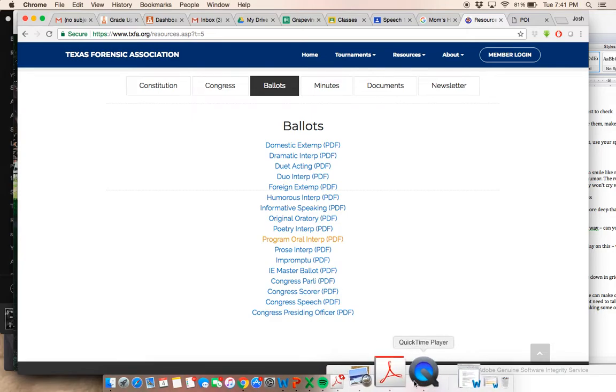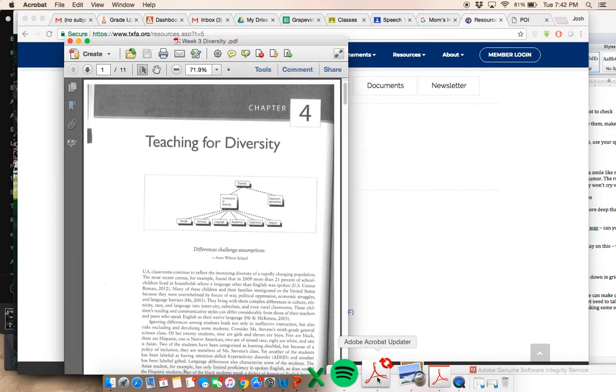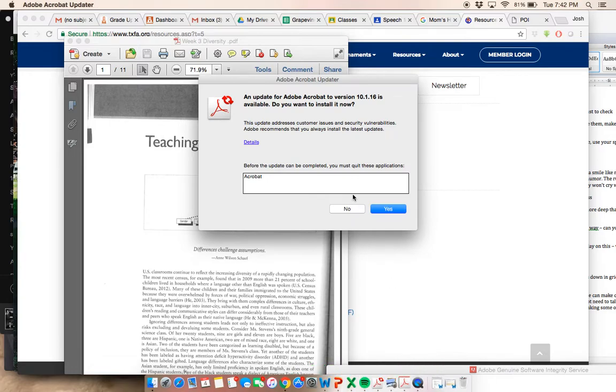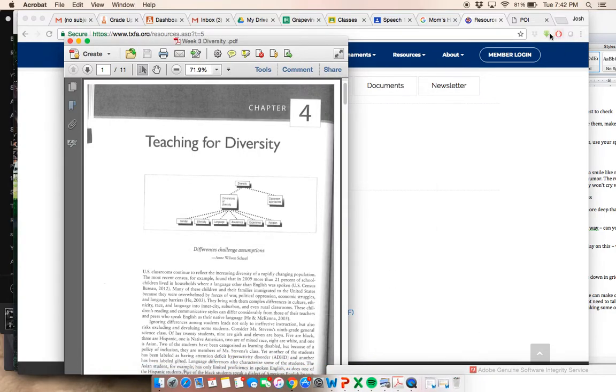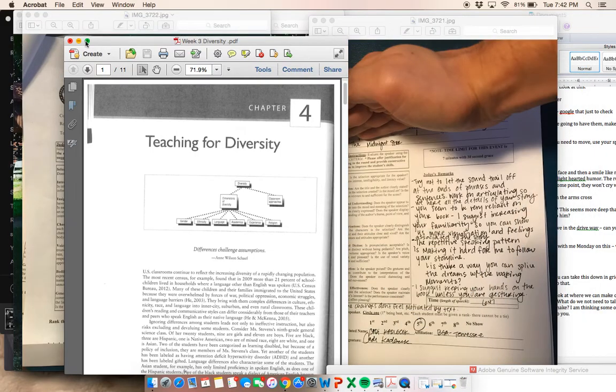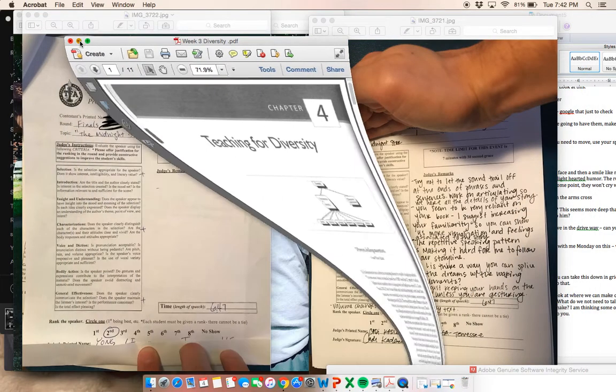So let me show you an example of 2 ballots. Not that, that's my teaching for diversity. Ignore that. Okay, so I have an example of 2 ballots.